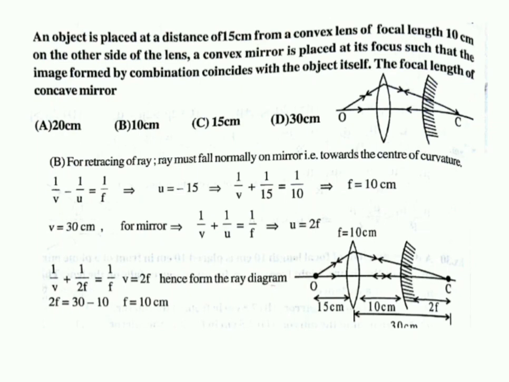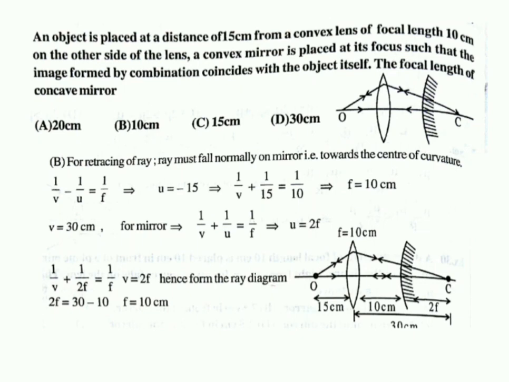Again, I am repeating, rays will retrace provided the ray which is emerging from the lens forms its image at the center of curvature of the mirror, then the rays have a probability of retracing. So using this condition, make use of the lens formula for the lens. Object is placed at a distance of minus 15 centimeter. U is minus 15, focal length is plus 10. Find the value of V. We have got the value of V as 30 centimeter. So that 30 centimeter should be the distance where the image is formed.